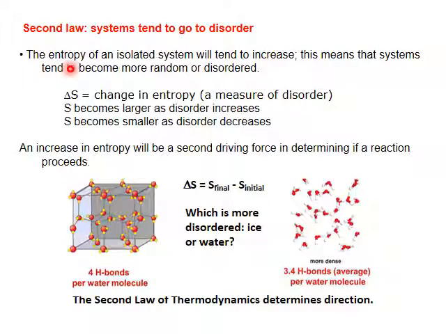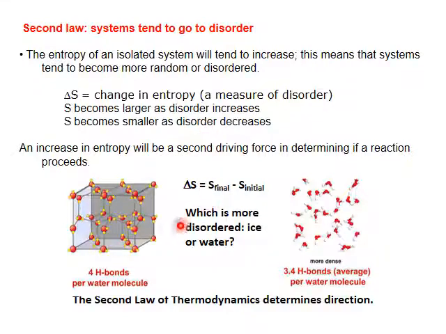So nature tends to go to more disorder, to more randomness. And so we refer to this term as entropy, or delta S, a measure of disorder. Delta S becomes larger as the disorder increases, or it becomes smaller as the disorder decreases, or becomes more ordered.